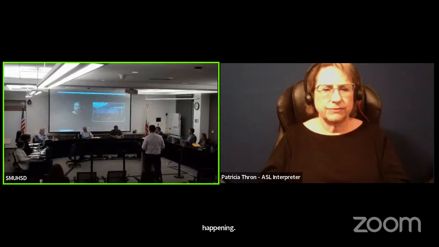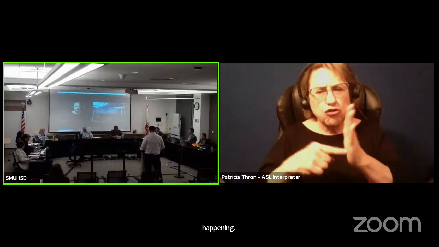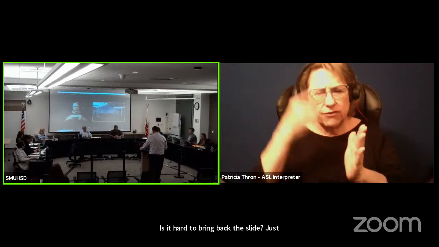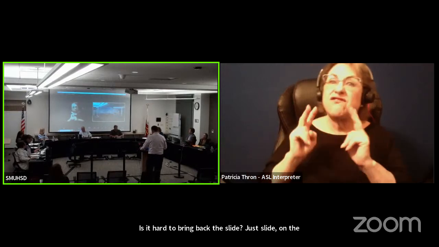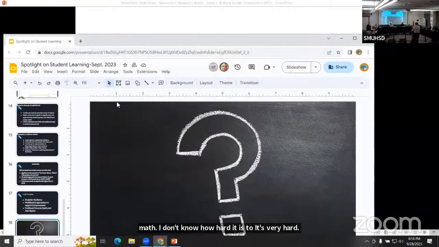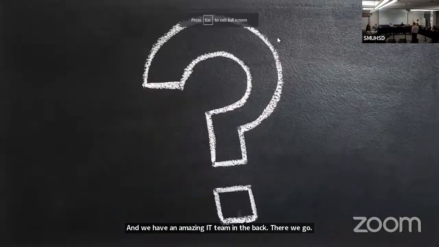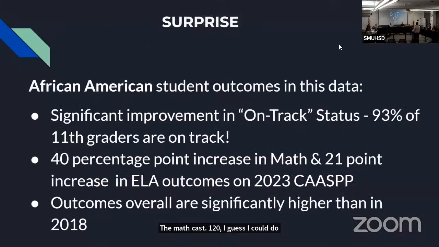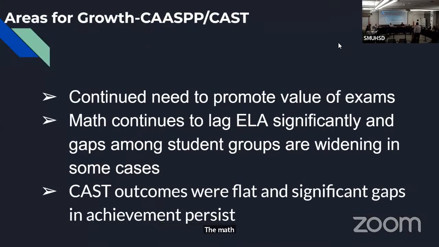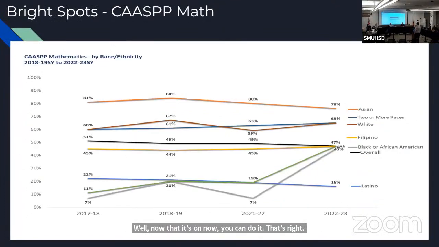Is it hard to bring back the slide? Just the slide on the math. I don't know how hard it is. It's very hard. Snap your fingers and it just appears. I know we have an amazing IT team in the back. There we go. What slide? The math CASP score. Slide 12. Oh, I guess I could do it. Sorry. Well, now that it's on, now you can do it. That's right. Allegedly. Now it's lagging. There we go. That's the slide you were talking about? That's the one.